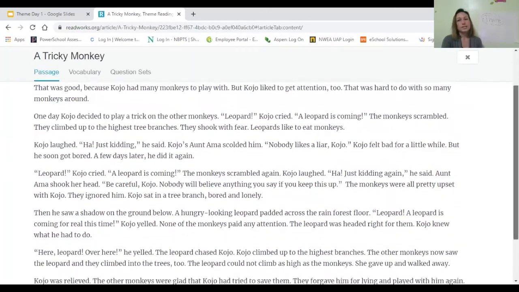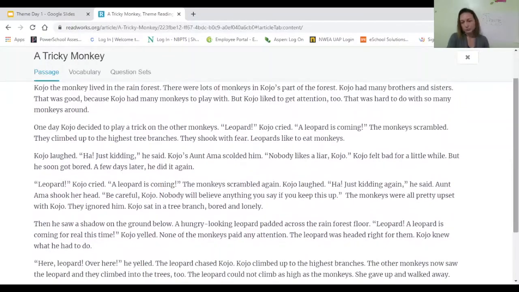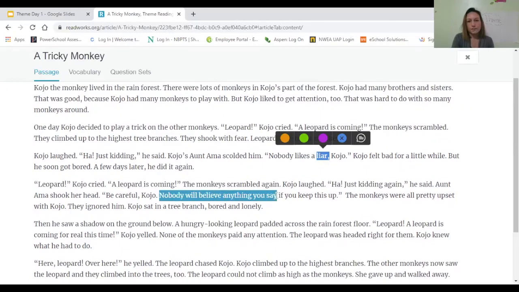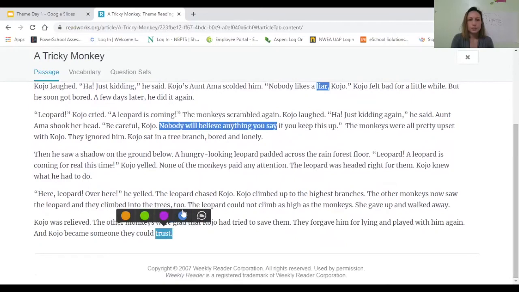So this one did not necessarily state the theme, so we might have to infer it a little bit. So we're thinking, what is the topic? What was this all about? And I see here the word liar. It says here, nobody will believe anything you say. Down here, it says trust. So those kind of all go together.